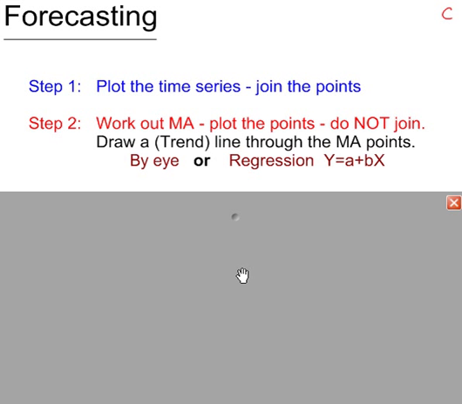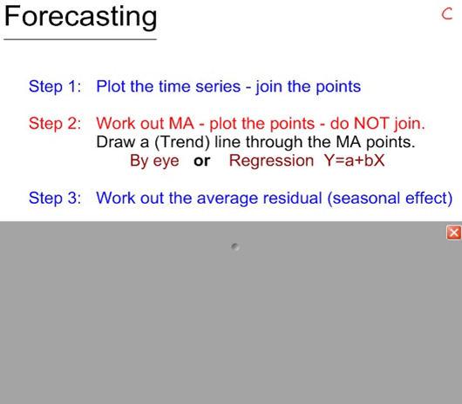Step 2. Work out your moving averages and plot the moving averages, but do not join them together. You draw a trend line through the moving average points, and the trend line is a line of best fit, either by eye or by using the regression equation. The trend line only goes through the moving average points. So at this stage, ignore the original time series that you plotted in step 1. Just focus on the moving average points that you plotted in step 2.